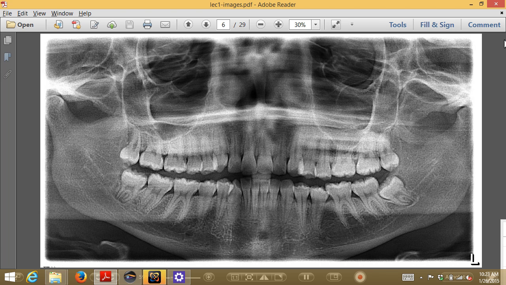I've never had one of these, but basically you put your head into some sort of thing, you rest your chin on something, and this X-ray machine goes around your head and makes this whole thing. I actually would like to have one of these just because I can't stand the other kind.